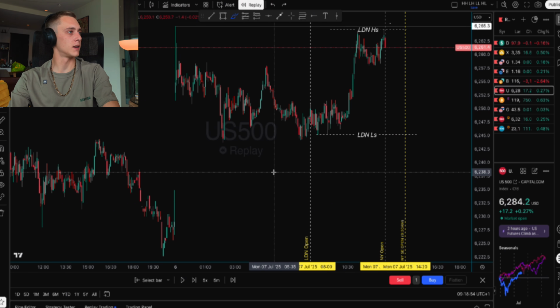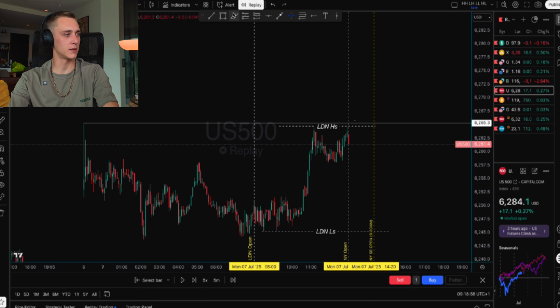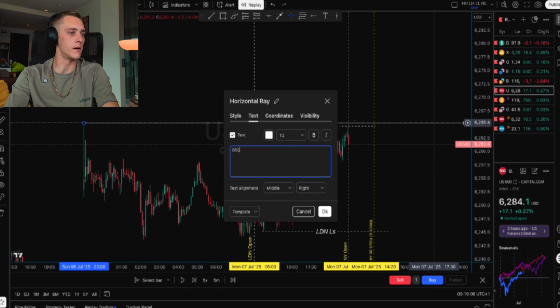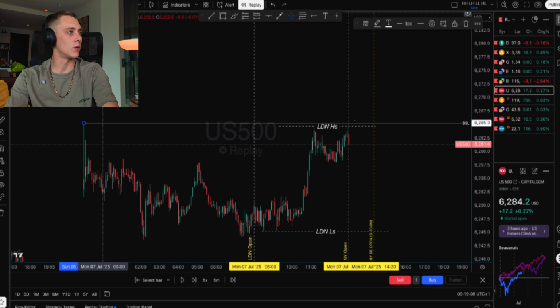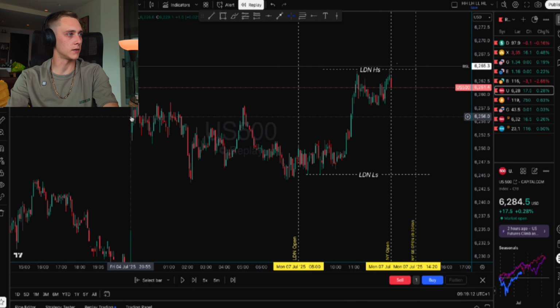Other than that, we want price to take out London highs, and I don't know if you can spot back here, but there's also a nice area on the chart which we call buy side liquidity. You can mark it up as BSL, and these are 4 hour and 1 hour highs here. This is also the start of the week, Sunday.